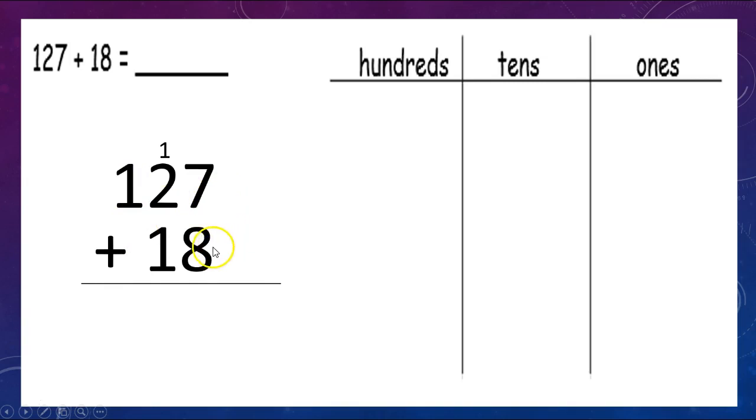And I lined up my 1s, lined up my 10s, and my 100s here. What is 7 plus 8? 15. Good. So we put the 5 in the 1s place, and we brought the 1 up here to the top. What is 2 plus 1? 3 plus 1 more is 4, and we need to bring the 1 down.